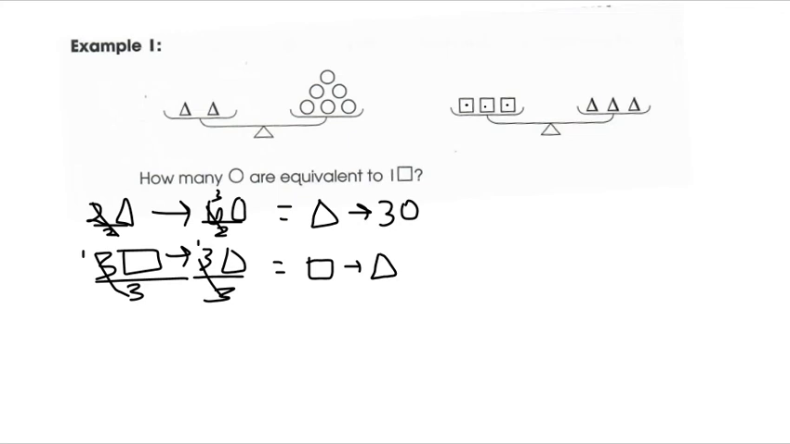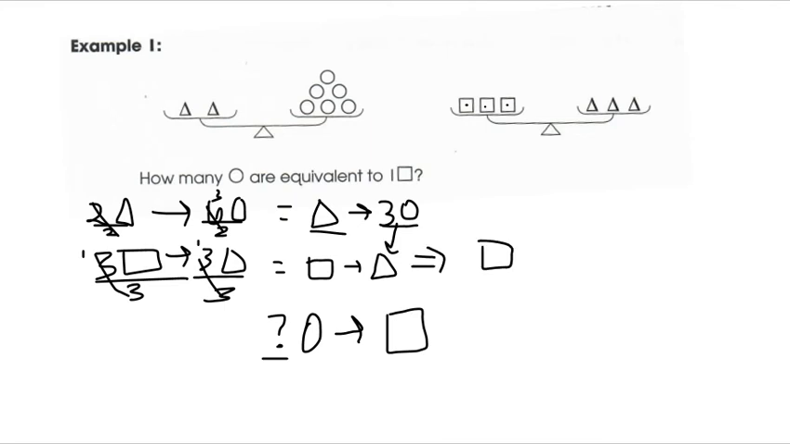And what's the question asking? How many circles are equal to 1 square? So we know that 1 triangle is equal to 3 circles, so we can substitute 3 circles in here. So that means that 1 square is going to equal 3 circles. So this is no longer a question mark, but it is 3. So the answer to this question is 3.